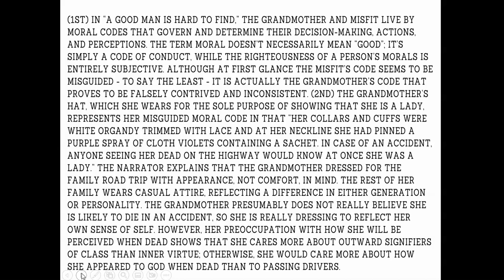Be chronological, be sequential. The grandmother's hat, which she wears for the sole purpose of showing that she is a lady, represents her misguided moral code in that her collars and cuffs were white organdy trimmed with lace, and at her neckline she had pinned a purple spray of cloth violets containing a sachet. In case of an accident, anyone seeing her dead on the highway would know at once she was a lady.